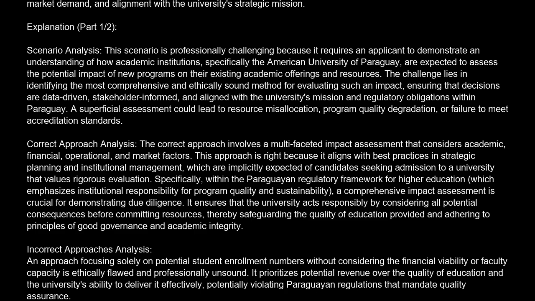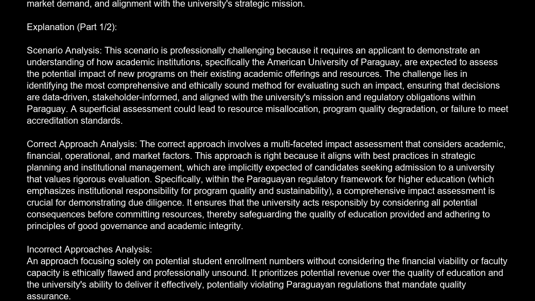Specifically, within the Paraguayan regulatory framework for higher education, which emphasizes institutional responsibility for program quality and sustainability, a comprehensive impact assessment is crucial for demonstrating due diligence. It ensures that the university acts responsibly by considering all potential consequences before committing resources, thereby safeguarding the quality of education provided and adhering to principles of good governance and academic integrity.